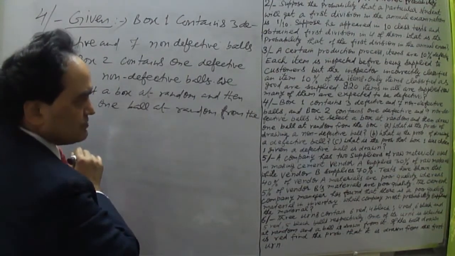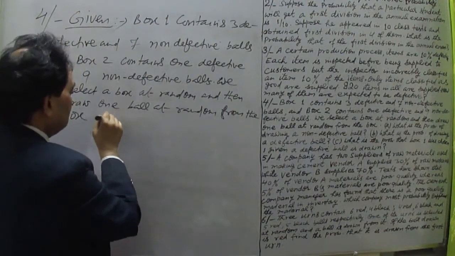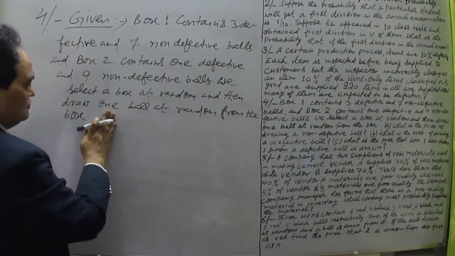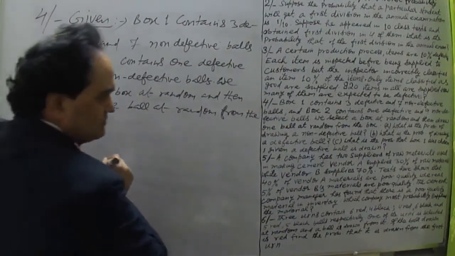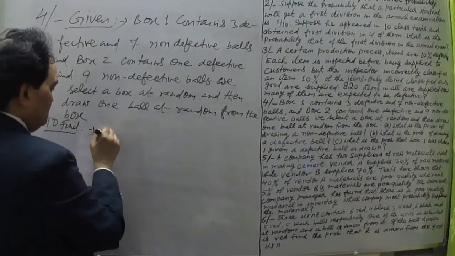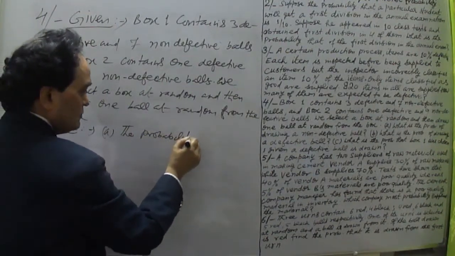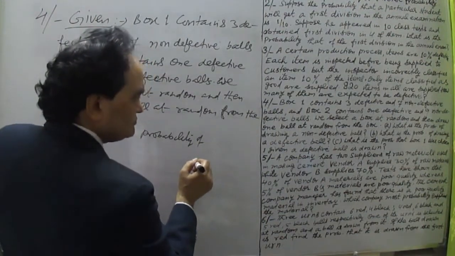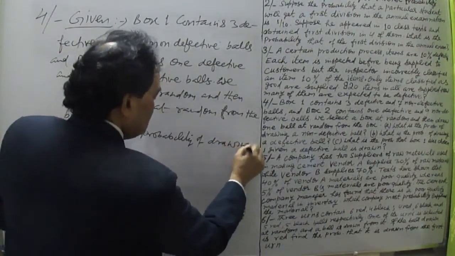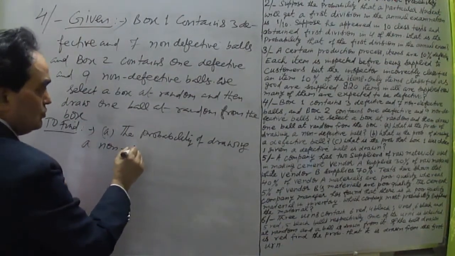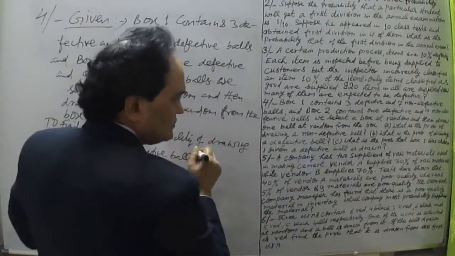Now it says, what is the probability? There are 3 parts here. Then we have to find, let me write it here. Part A says: find the probability of drawing a non-defective ball. This is the first part.